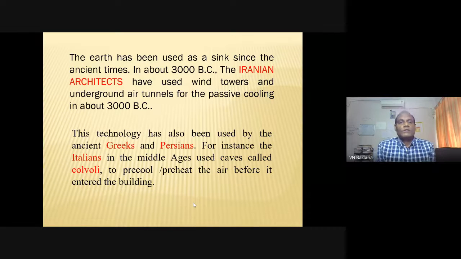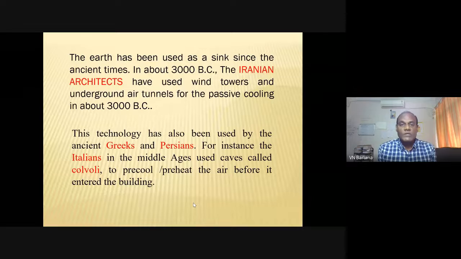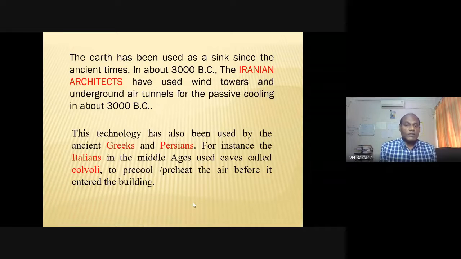So, if we see more about the Earth air heat exchanger, the Earth has been used as a thermal sink since the ancient times. Apart from the other thermal sinks, such as atmospheric air and oceans, Earth is also a good thermal sink, a thermal reservoir. Since the ancient times, in about 3000 BC, the Iranian architects have used wind towers and underground air tunnels for passive cooling.